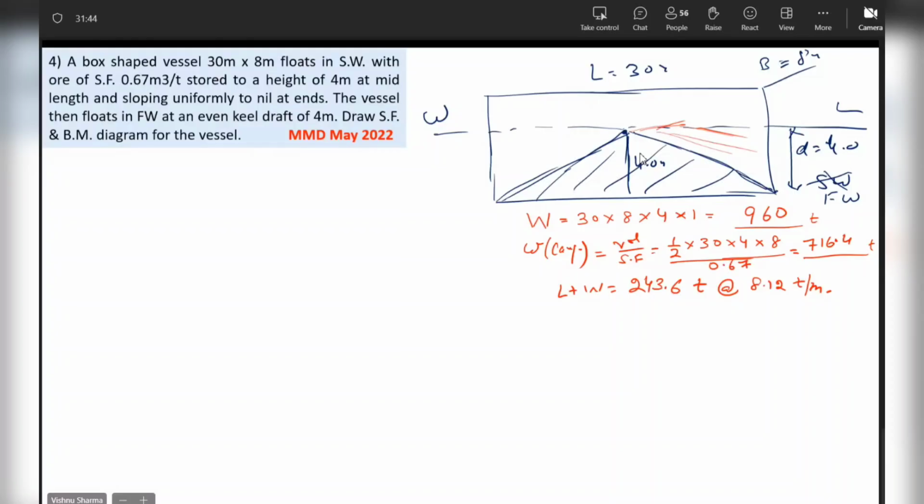Okay. So for ship-shaped, box-shaped vessels, don't think of Newton or kilonewton. Stick to tons only, beta. Don't even consider that way, right?